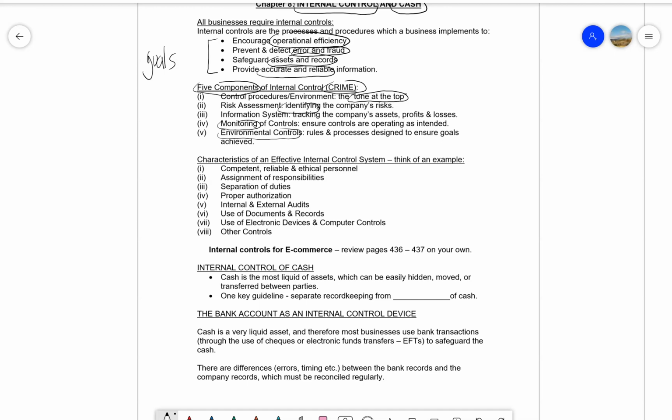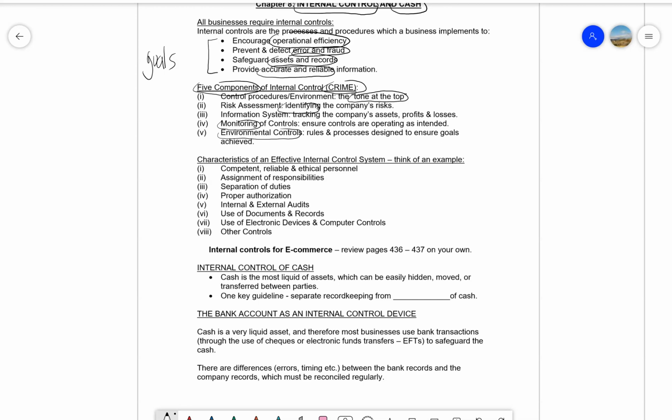What we mean there is that there should be rules and processes that are implemented to make sure that these goals are achieved. So for example, it might be something as simple as having a daily backup of all the accounting data to make sure that if there ever was, let's say, a fire or a flood, then all that accounting data would be backed up daily, so it would not be lost.